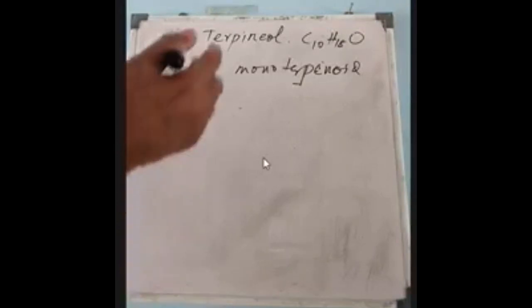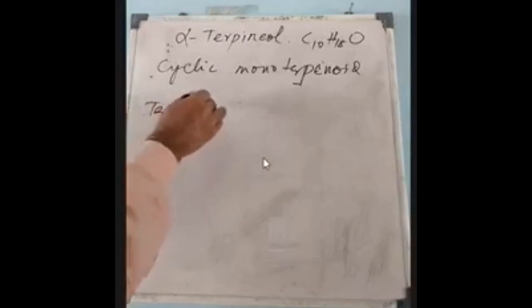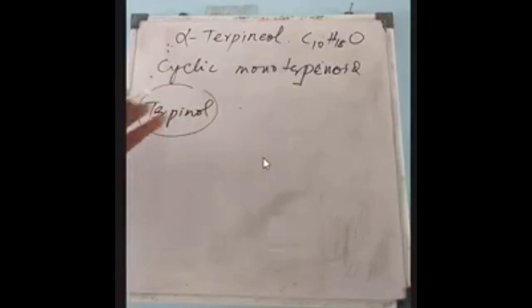Also, it is from the pine oil. Now this is alpha terpineol. Actually, there are four isomers: alpha terpineol, beta terpineol, gamma terpineol, and the fourth one is known as 4-terpineol. Sometimes it is written terpinol, but terpinol is another thing, not to be confused with terpineol. There are four isomers of terpineol. The most common and most important is alpha terpineol. Beta, gamma and 4-terpineol are also present along with this one.